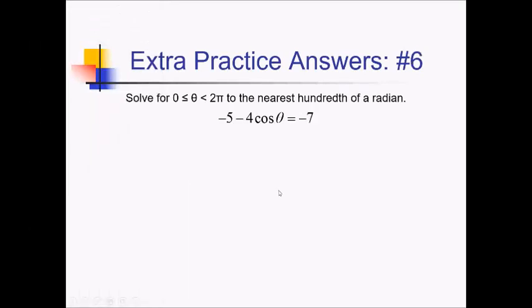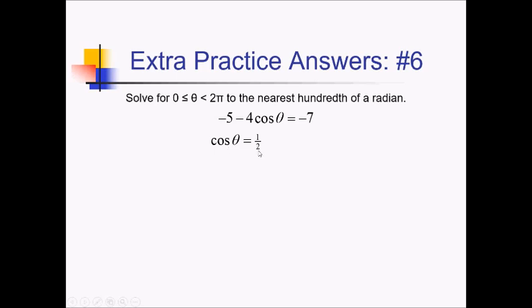For this problem, we're trying to solve for all answers between 0 and 2 pi to this trigonometric equation. Let's go ahead and isolate our trig function to start this off. I can do that by adding 5 to the other side. That gives me negative 2, and if I divide that by negative 4, I have 1/2 over there.